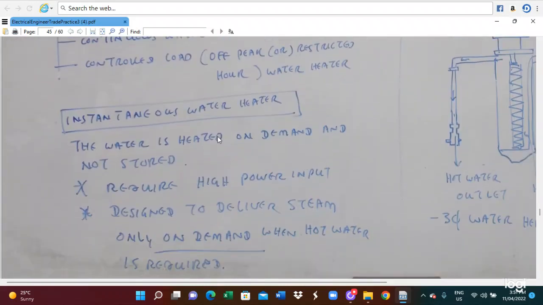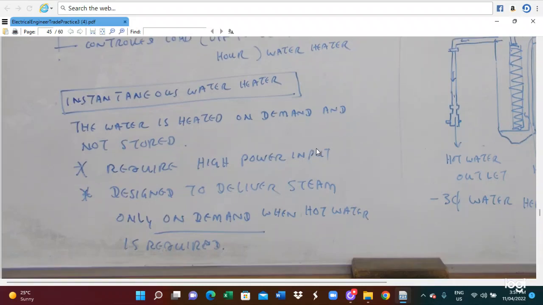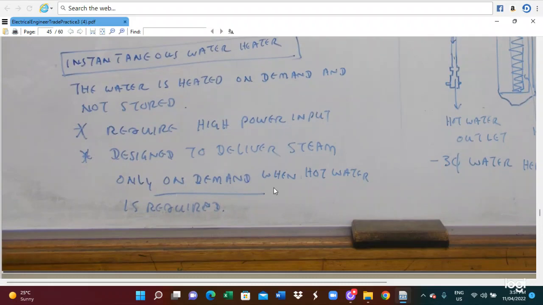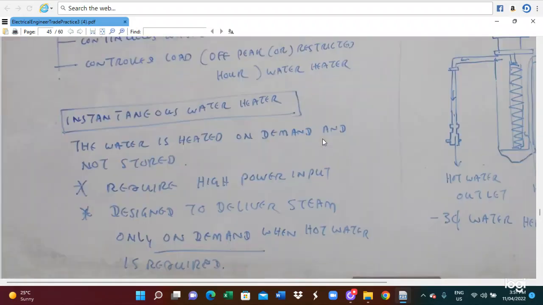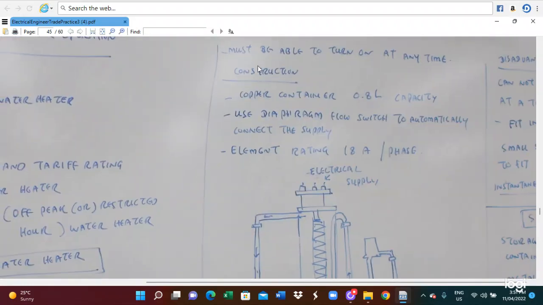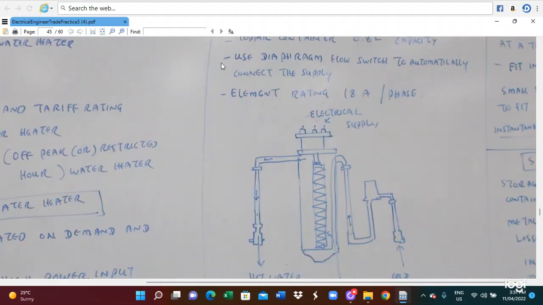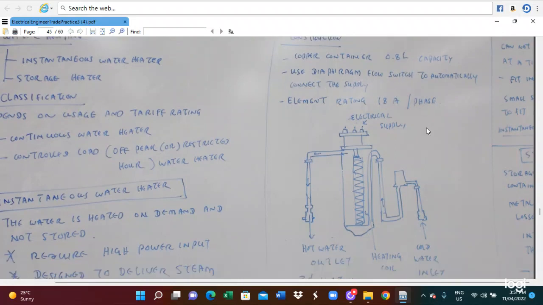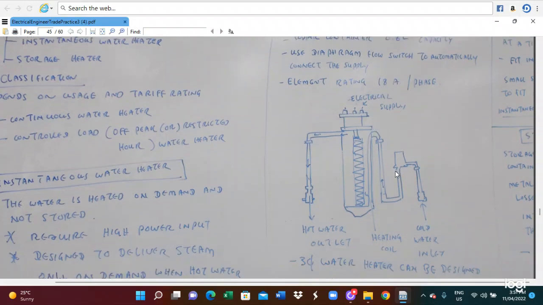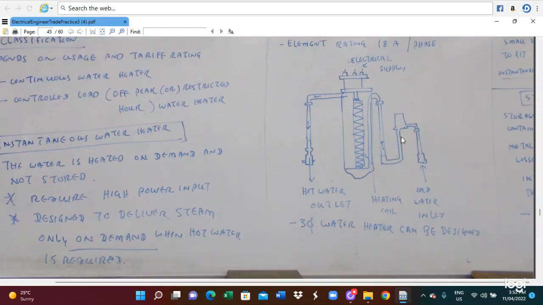So instantaneous water heaters heat the water on demand and not slowly. It requires a high power input. Designed to deliver hot water only on demand when hot water is required. So this is the operation of the hot water heater system. And this is the construction. In this case, construction includes a copper container, 0.8 liter capacity, and uses a diaphragm flow switch to automatically connect the supply, element rated 80 ampere per phase.